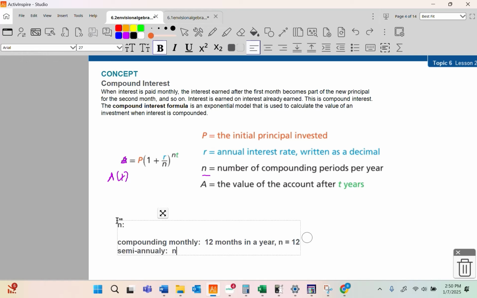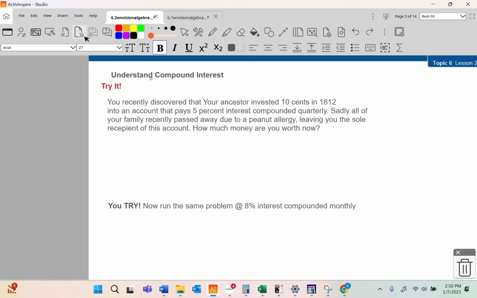Another big word is semi-annually. That's 2 times per year. Happens twice a year. You might see quarterly. N is 4. You might see somebody say yearly. Well, then N is just 1. Another type of interest that's done often, especially in the world of credit cards, is daily. N is 365. So those are the types of compounding that you'll often run into. And again, this is the compound interest formula.